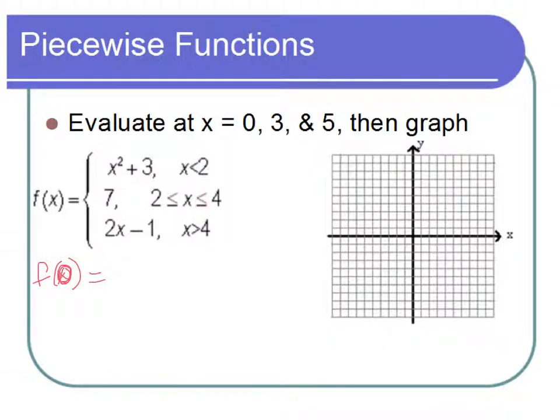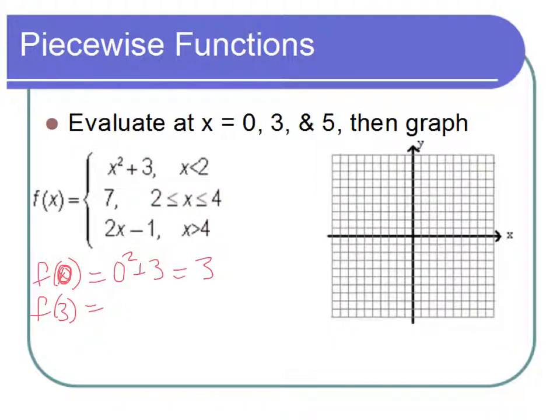When I look at my 3 options, I want this one because 0 is less than 2. So I'm going to plug 0 in for x squared. So 0 squared plus 3 would equal 3. F of 3. I've got to find the function that matches. F of 3 would fall in right here because 3 is between 2 and 4.